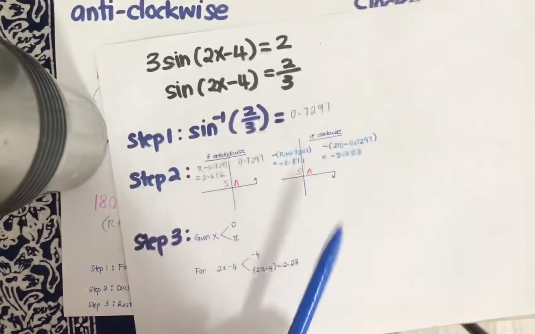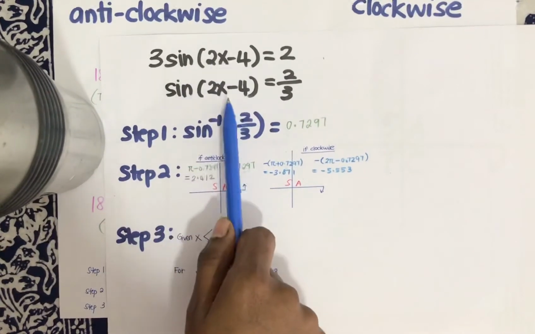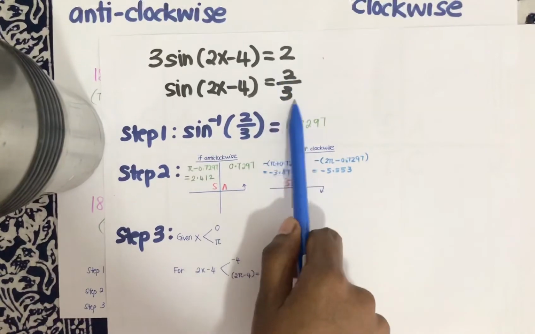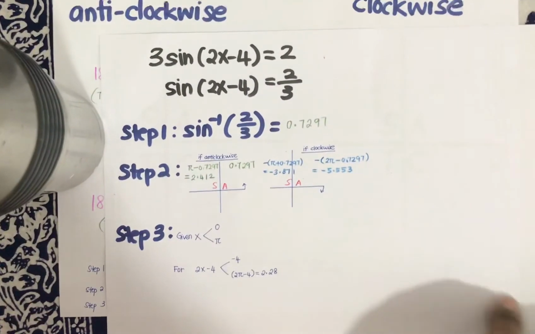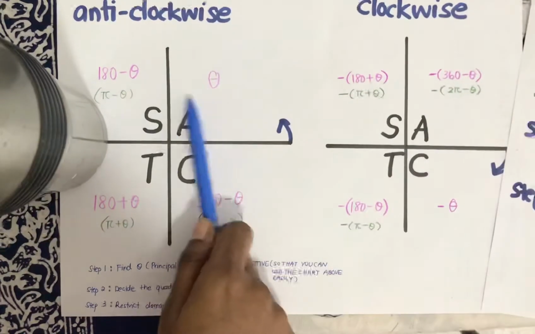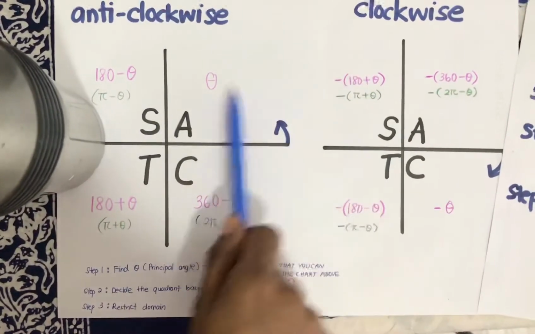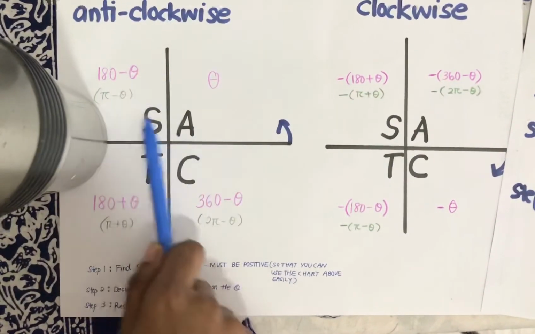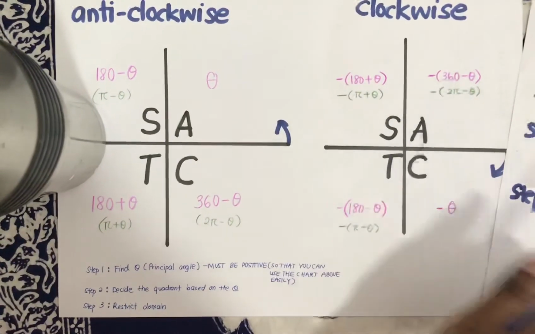Now what is our question now? This one, and we have already rearranged. We got 2 over 3 here, and I know that this is a positive value. Where is sign positive? It's in the first quadrant and the second quadrant. Whether you're going anti-clockwise or clockwise, it's still the same. So I know that I have to aim this part over here, and if I'm going clockwise, I have to aim this part over here to get the solution.